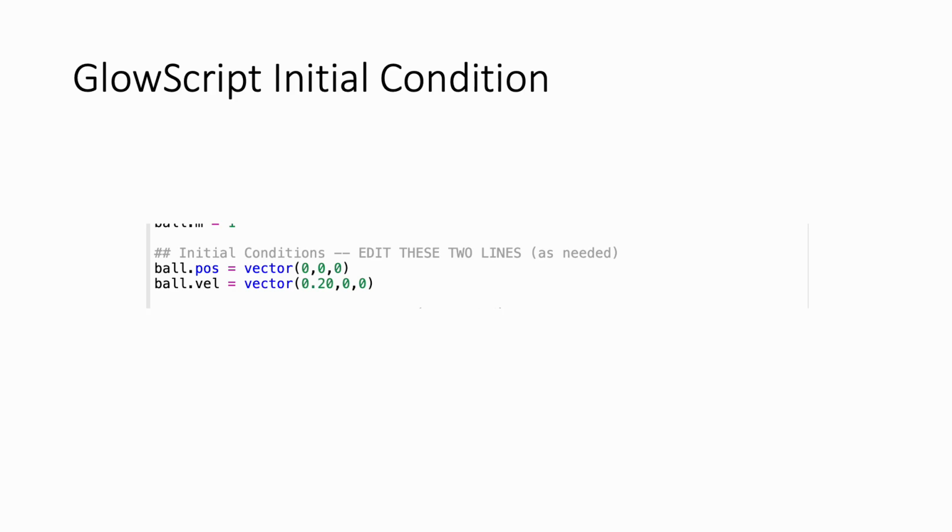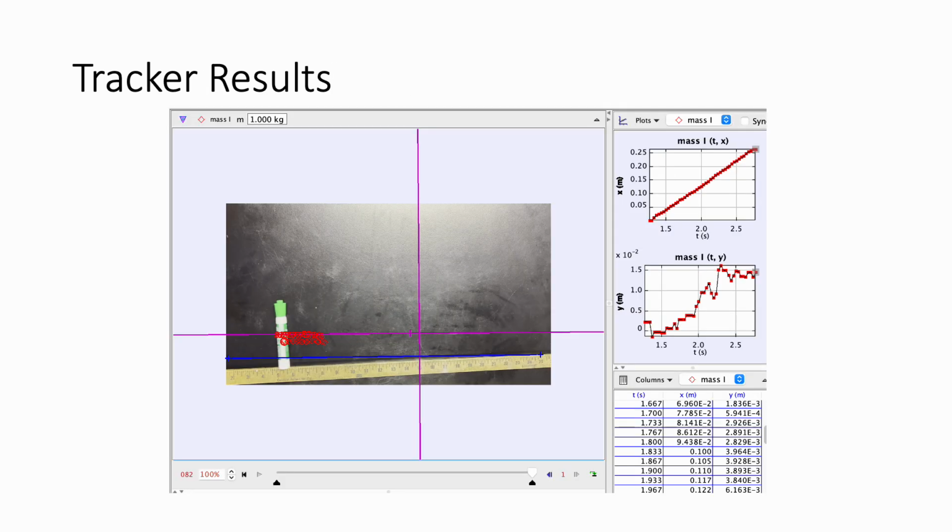Here are the GlowScript initial conditions, and this is the Tracker results. As you can see, the x versus t graph shows a constant velocity line.